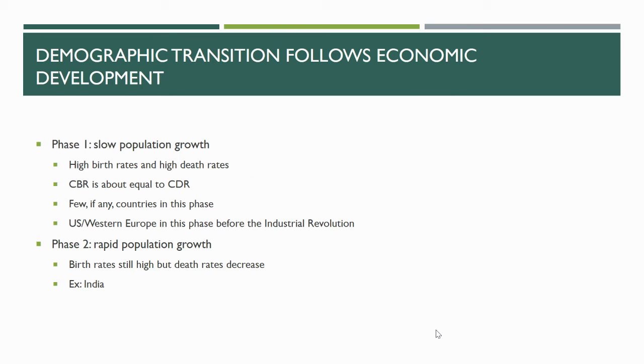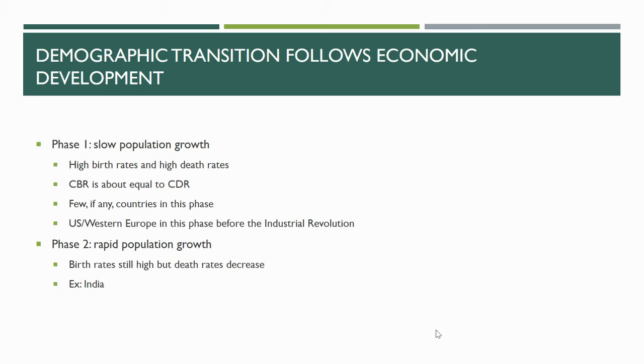In phase 1, we have slow population growth because there are high birth and high death rates. So when you have the same number of births and deaths, your population is staying relatively the same. There are few, if any, countries in this phase. For a while, there were no countries in phase 1, but some have been pushed back there because of certain epidemics like HIV and AIDS. The US and Western Europe was in this phase before the Industrial Revolution, so we've been past phase 1 for a long time.